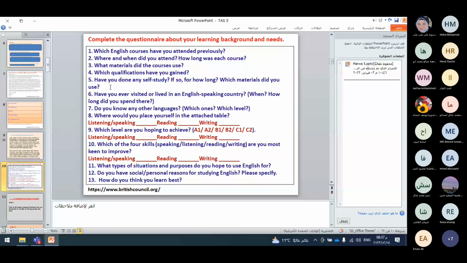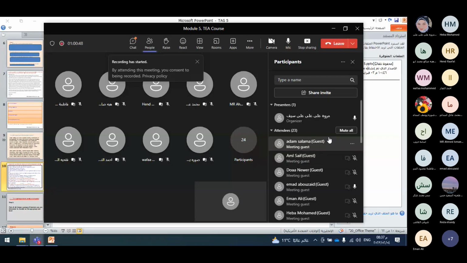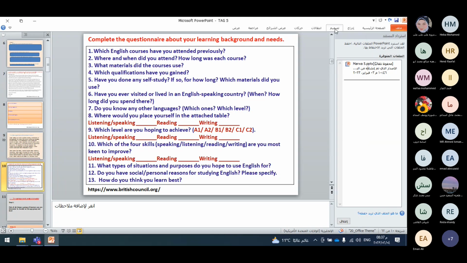Let me nominate some people, and we have a group, and the group asks one another. I have another idea. Let it be peers, every peer asks the other. So we have Miss Amal Saif and Miss Dua Inwir. Please, one of you, Miss Amal, will ask Miss Dua the first question, and Miss Dua will answer her, providing her with an answer to the first question.